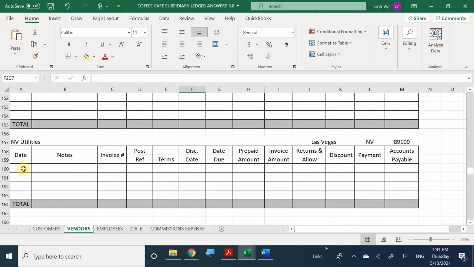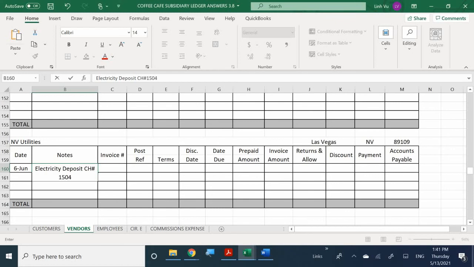Okay, so what are you going to note here? It's anything, right? So the date is good. You can also make a note that you had to pay an electricity deposit, and how you paid with it. I paid with check number 1504.